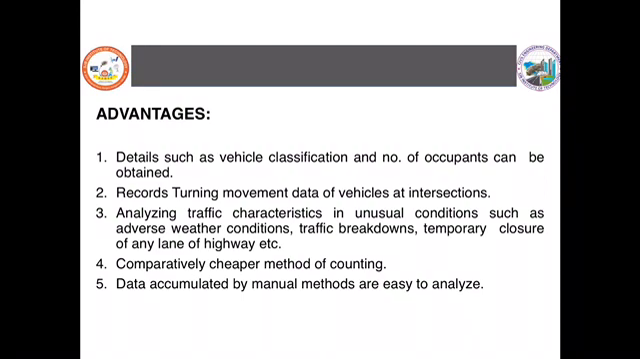So when you conduct manual counting, we will get the details about the classified volume counts, and also the details about how many occupants are there in each and every category of vehicles. So along with the number of vehicles, if you are conducting the survey at an intersection, we can also have the details about the turning movements of the vehicles at the intersection.